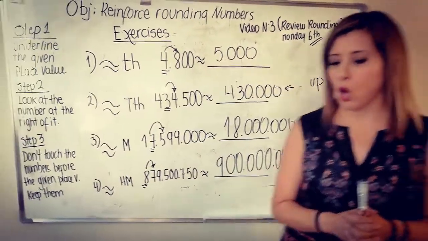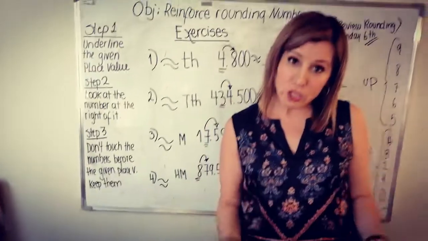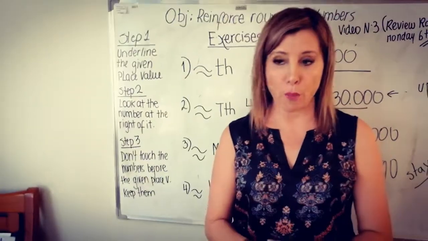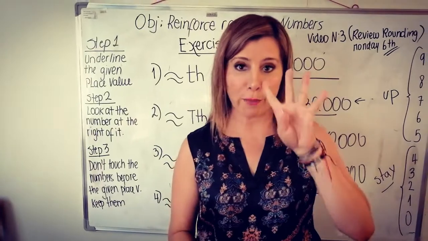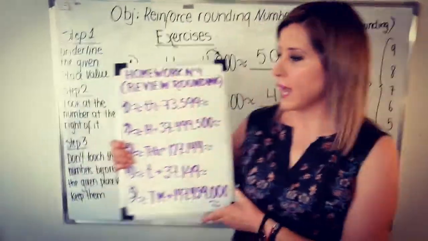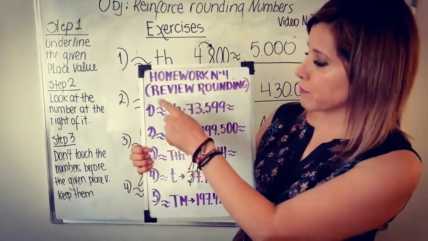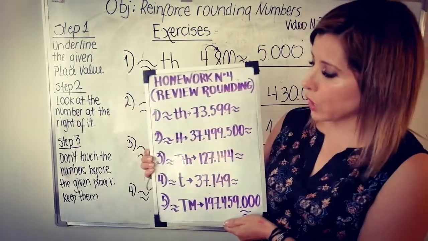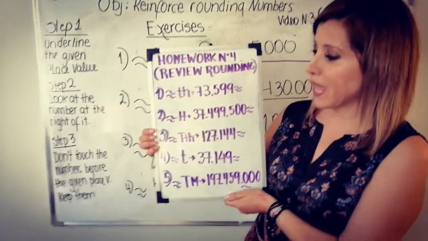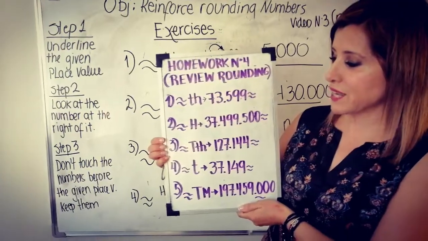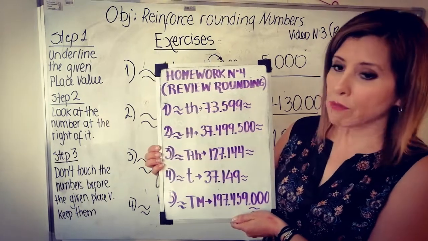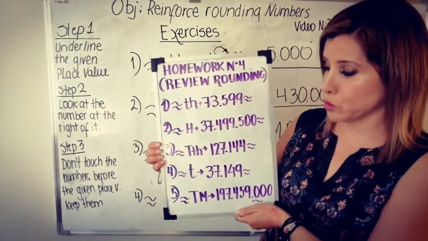Okay? So, now that you understood, I am going to give you a new homework. This homework is homework number 4. Here I have it. Homework number 4, review roundings. So here in number 1, you have to round to the nearest thousand. And the number is 73,599.